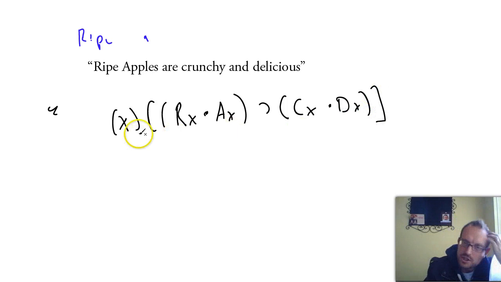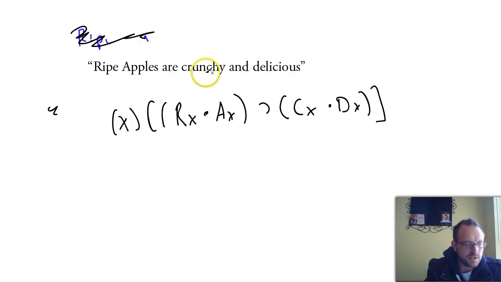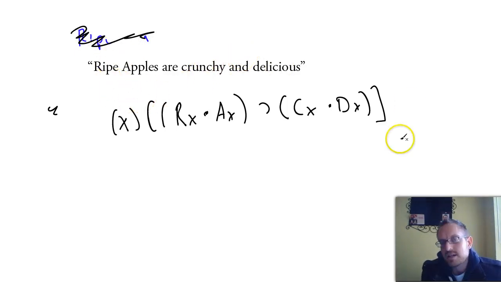Okay, so why did I symbolize it like this? This is going to say ripe apples. I realize this example didn't use the disjunction here. I'll go back and give you an example for the disjunction. I pulled the wrong example, but that's all right. This is a complex statement: ripe apples are crunchy and delicious. This says if there's an X in the universe, that X is an R and that X is an A, right? It's ripe and it's an apple, because not all apples are ripe and not all ripe things are apples.